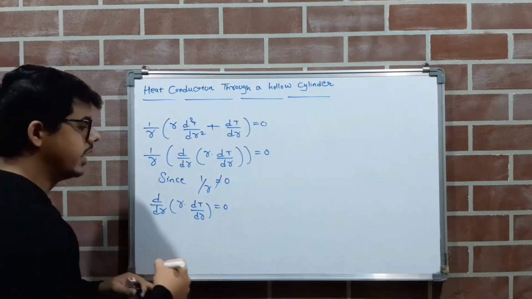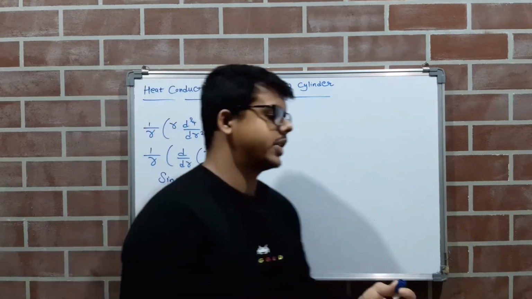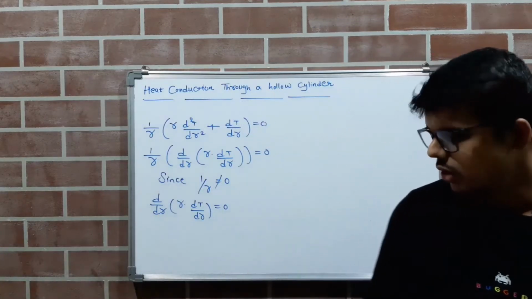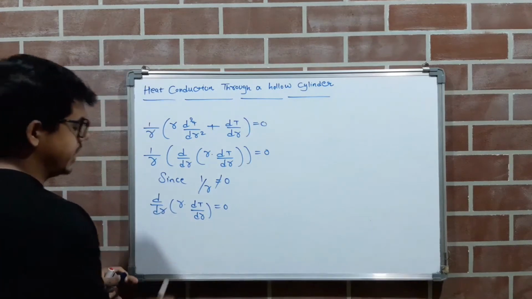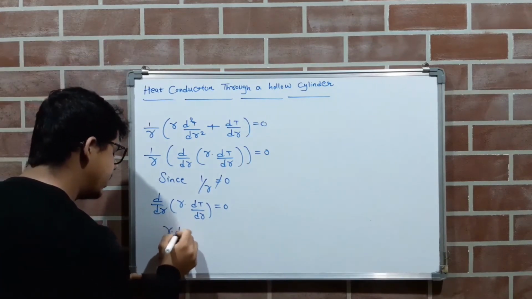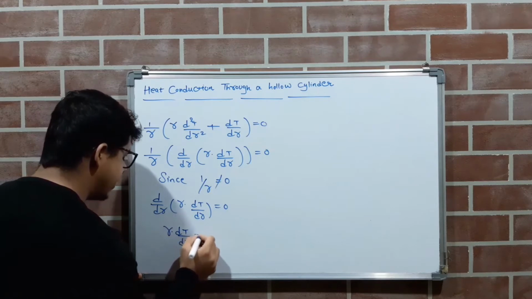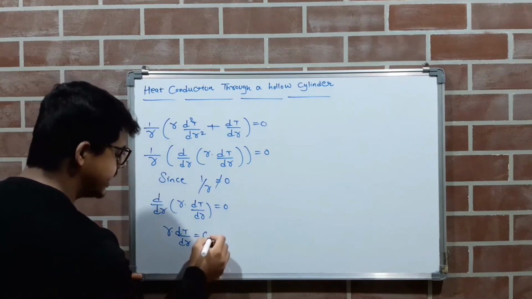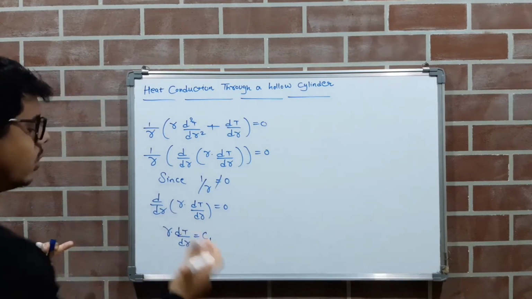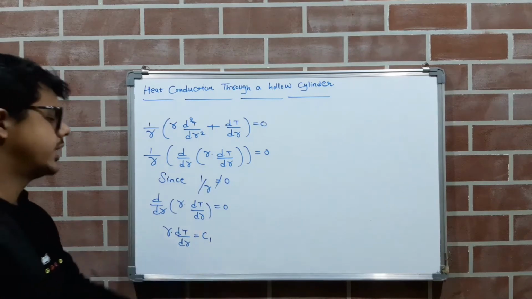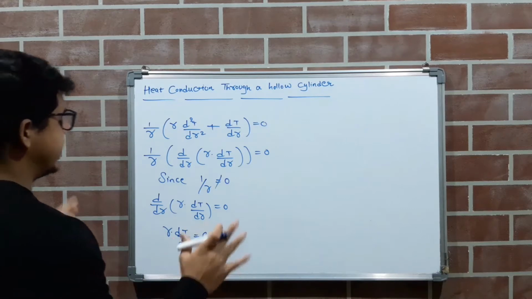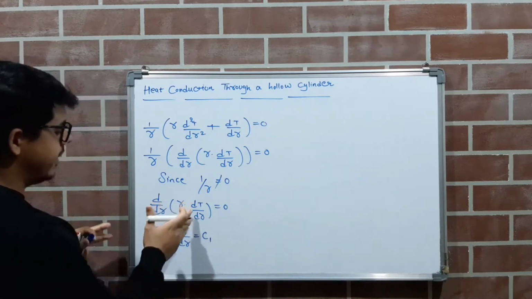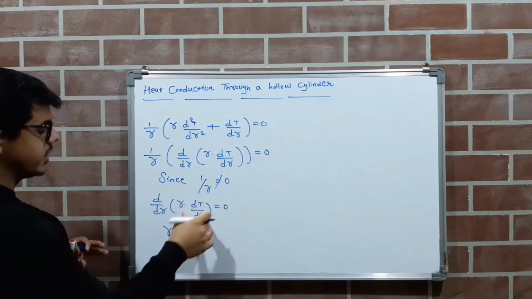If you differentiate a constant function, then you will get 0. So this function must be constant. So we will write r into dT upon dr equals some constant, c1. This is the notation; you can write c or c1 or c2 or something else. So r into dT upon dr is constant. Why constant? Because the derivative of this function is 0, so that function must be constant.